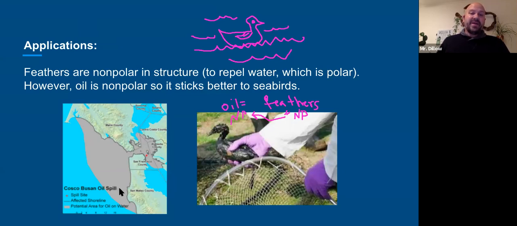And that's why when these oil spills happen and environmentalists go out to try to save these poor birds, they're going to use like dish soap or some sort of soap that will dissolve that oil off of their skin.